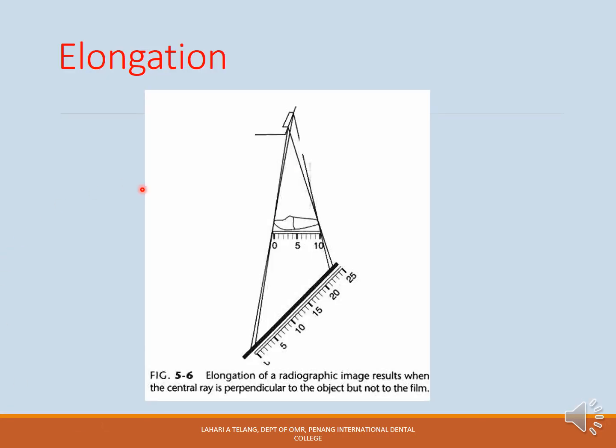In this regard, it's important to introduce two terms: one is elongation and the other is foreshortening. What do we mean by the term elongation? Elongation of a radiographic image results when the central ray is perpendicular to the object but not the film. That means the X-ray coming from the center of your X-ray machine or cone is perpendicular to the tooth but not to the film.